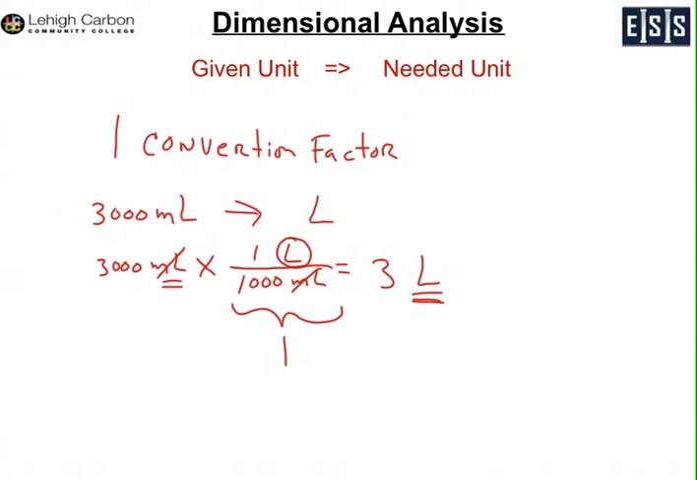1 liter is 1,000 milliliters. So what you're doing, even though you're converting from milliliters over to liters, is taking the number you have here and multiplying it by some factor that's really a 1. And therefore your answer, though it ends up in liters, is really an equivalence.